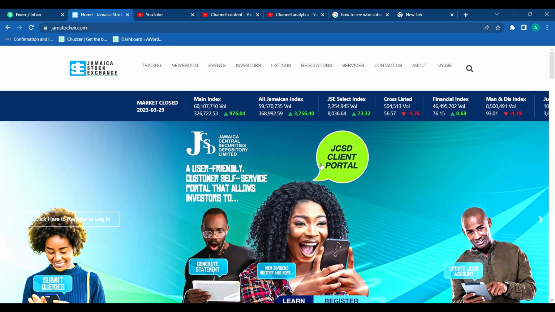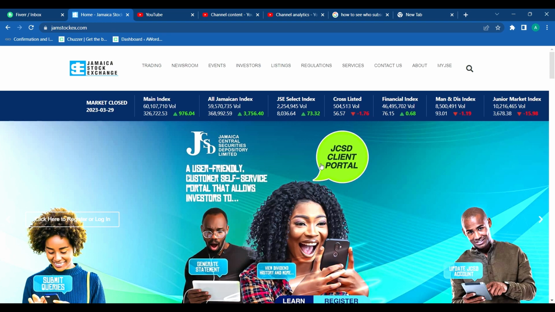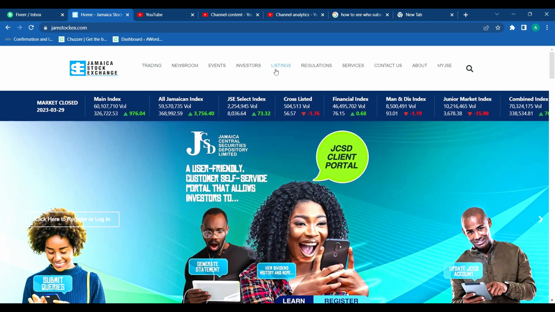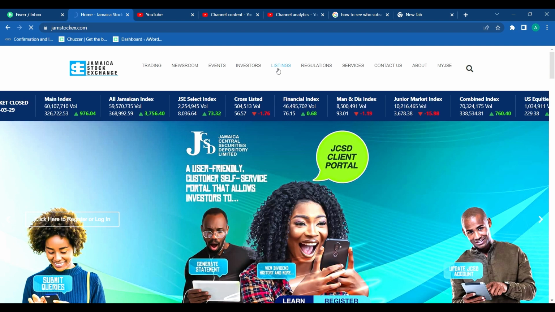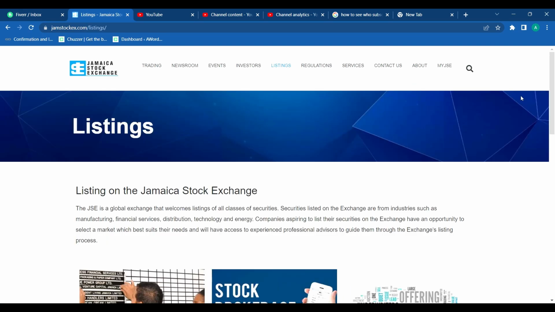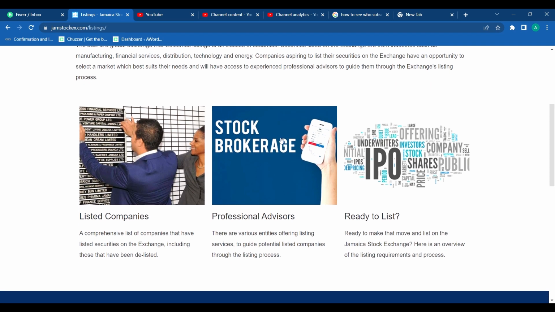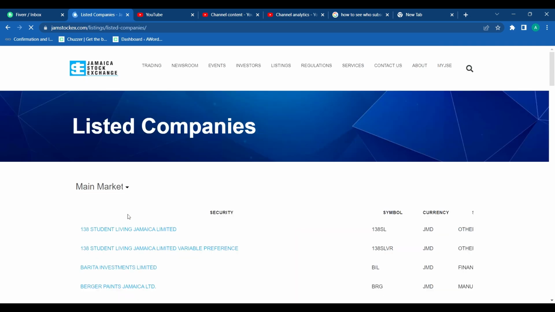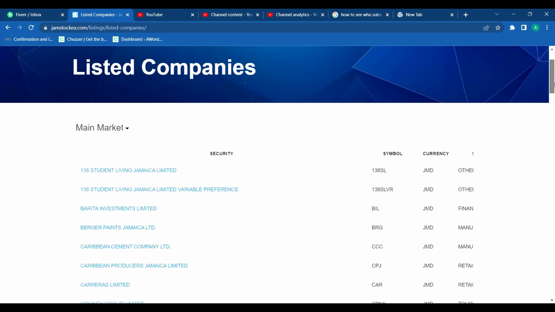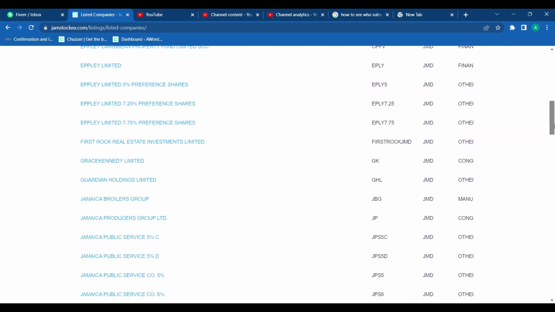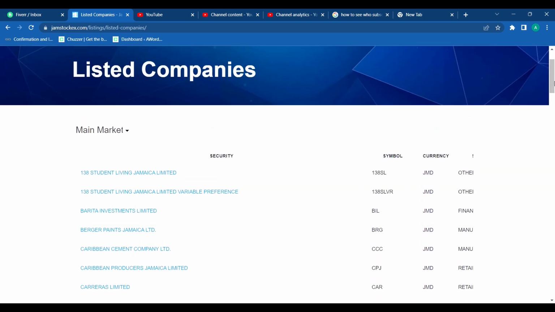After you've clicked on the listings tab, we then scroll down where we see listed companies. This tab displays the different markets as well as the different stocks under each market. The first market you will see is the main market. If you click on that little arrow pointing down, you will see junior market, which displays another set of companies, as well as the USD market and the bond market, which displays different bond listings.